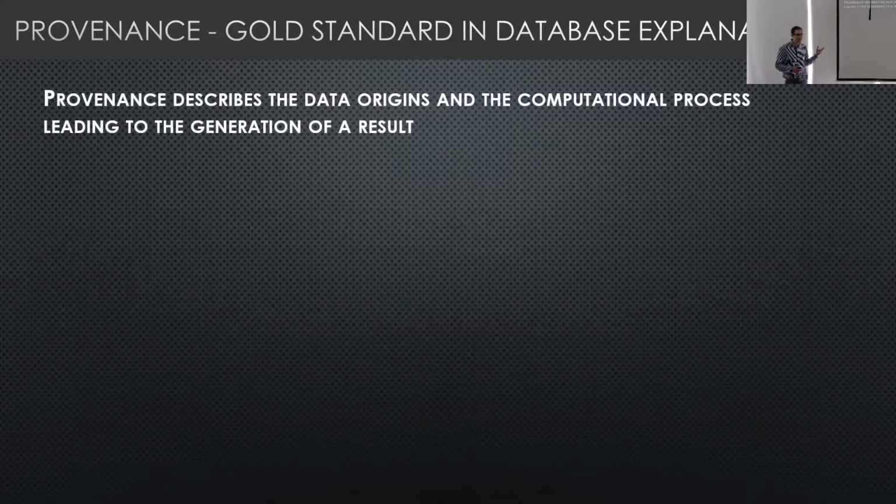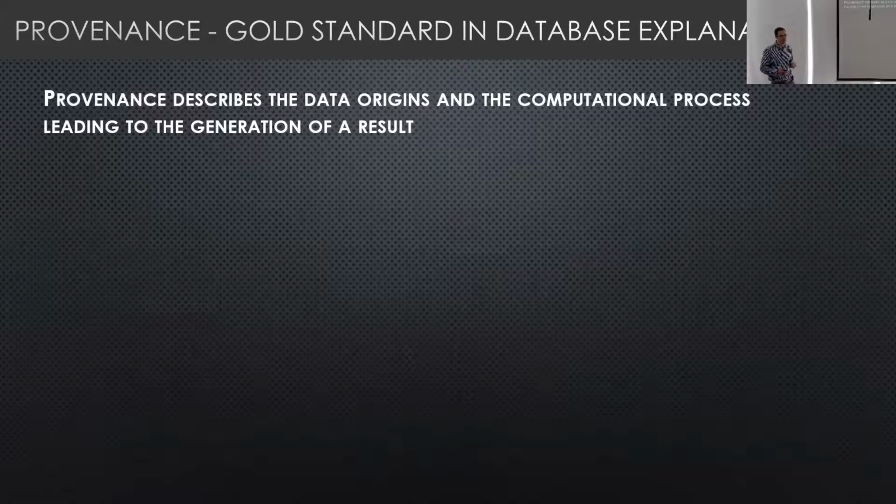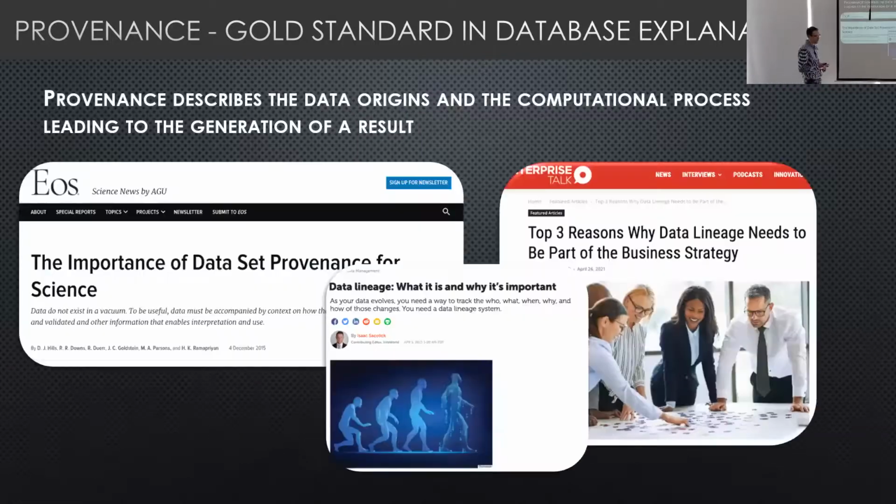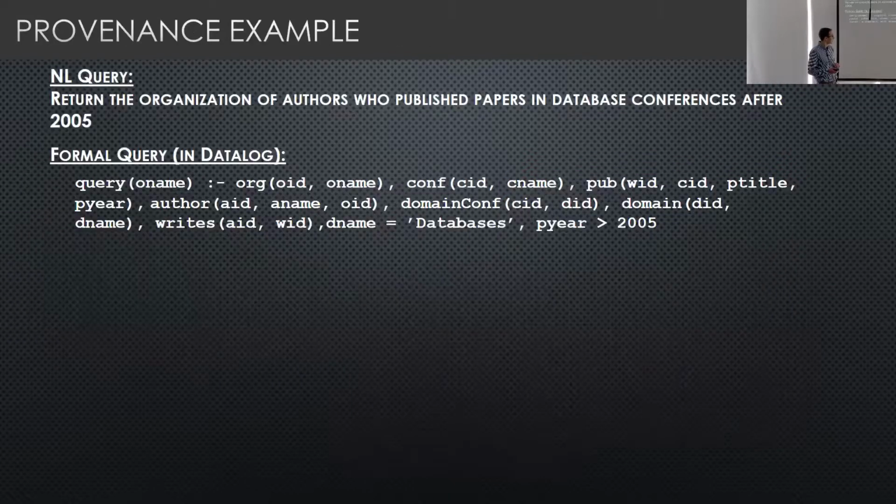Data provenance describes the origins of the data and the computation process leading to the generation of the result. Now, data provenance has several other uses, such as debugging database processes, checking hypothetical scenarios, and verifying the trustworthiness of results. Because of all these uses and the fact that it's been explored by multiple previous work, it's considered the gold standard for these uses and specifically for database explanations. So let's see an example of provenance.